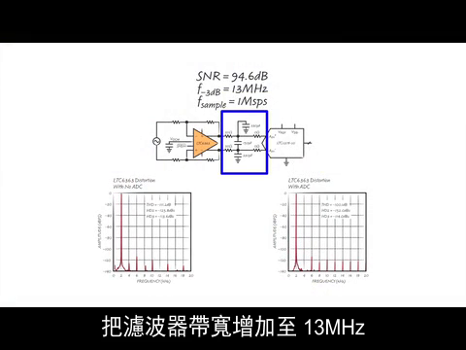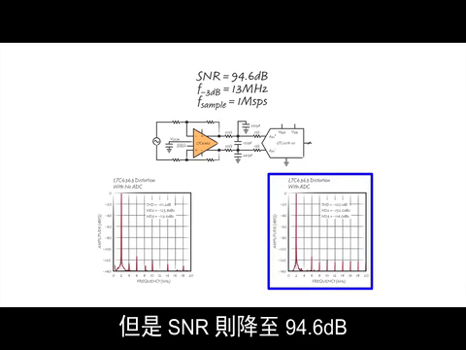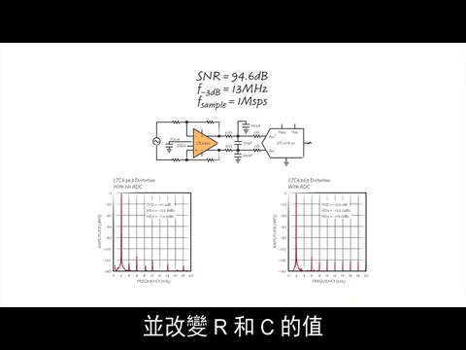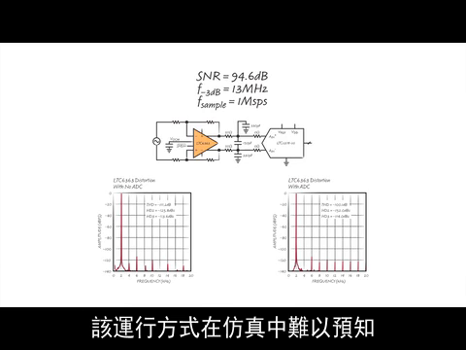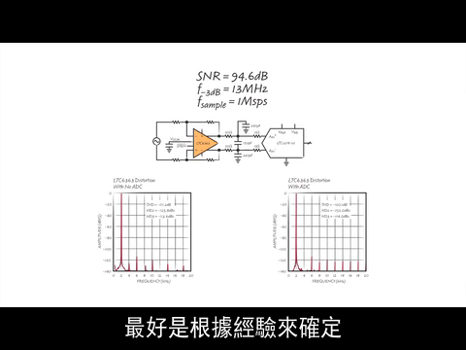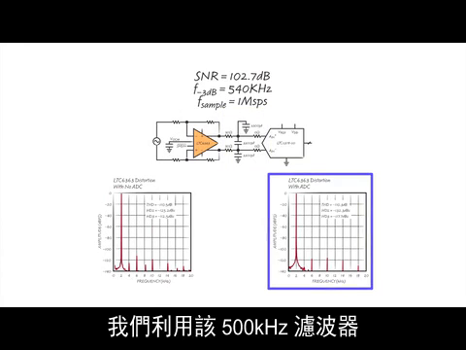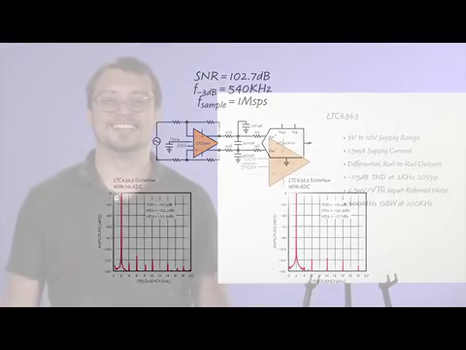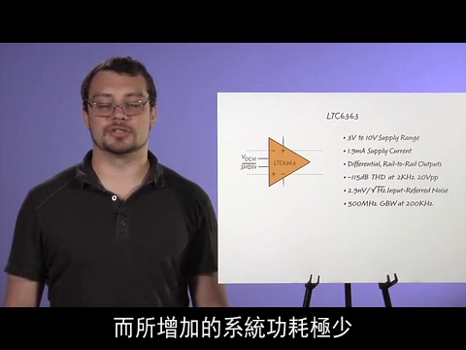Increasing the filter bandwidth to 13 MHz results in great distortion numbers, but SNR drops to 94.6 dB. Fourth option is to choose a bandwidth and vary R and C values to increase THD numbers by trading off driver loading and charge sharing with the ADC. This behavior is difficult to predict in simulation and best determined empirically. For instance, by sweeping component values, we can achieve minus 110 dB THD at 2 kHz with this 500 kHz filter. The LTC6363 is capable of maintaining high accuracy of our most precise ADCs with little additional system power.